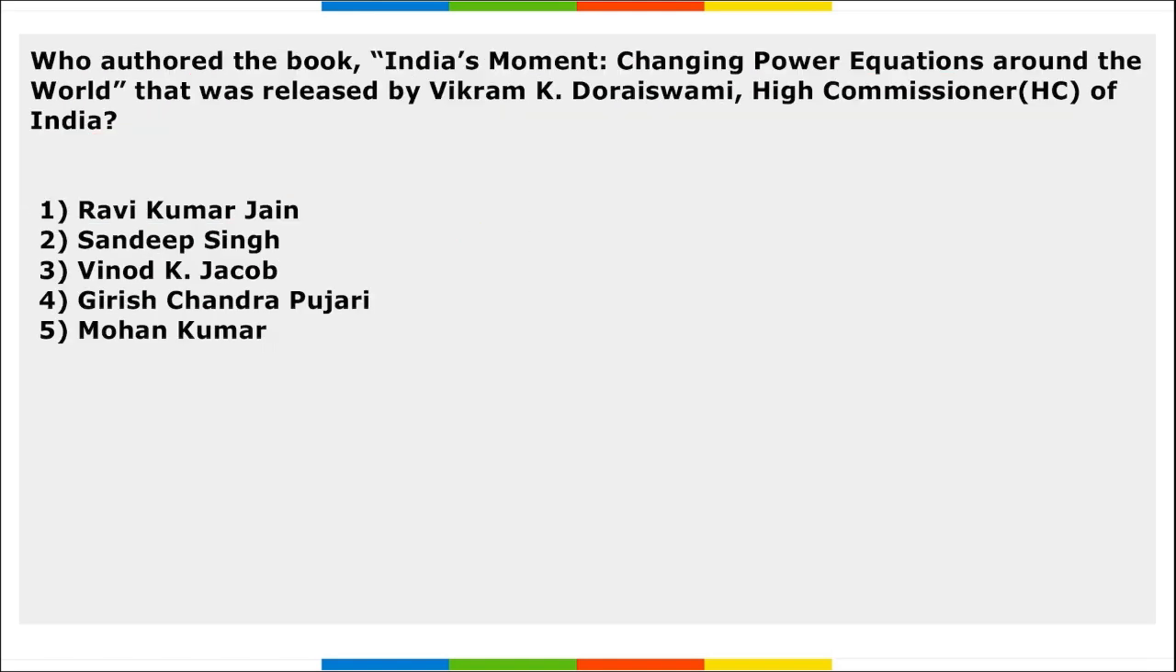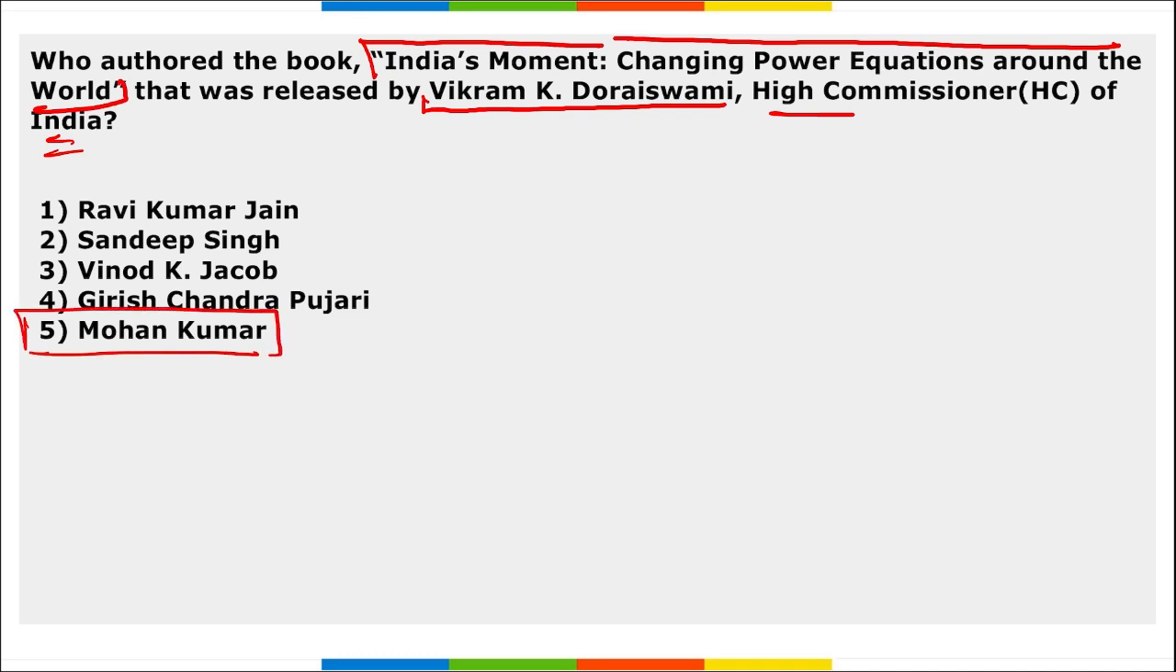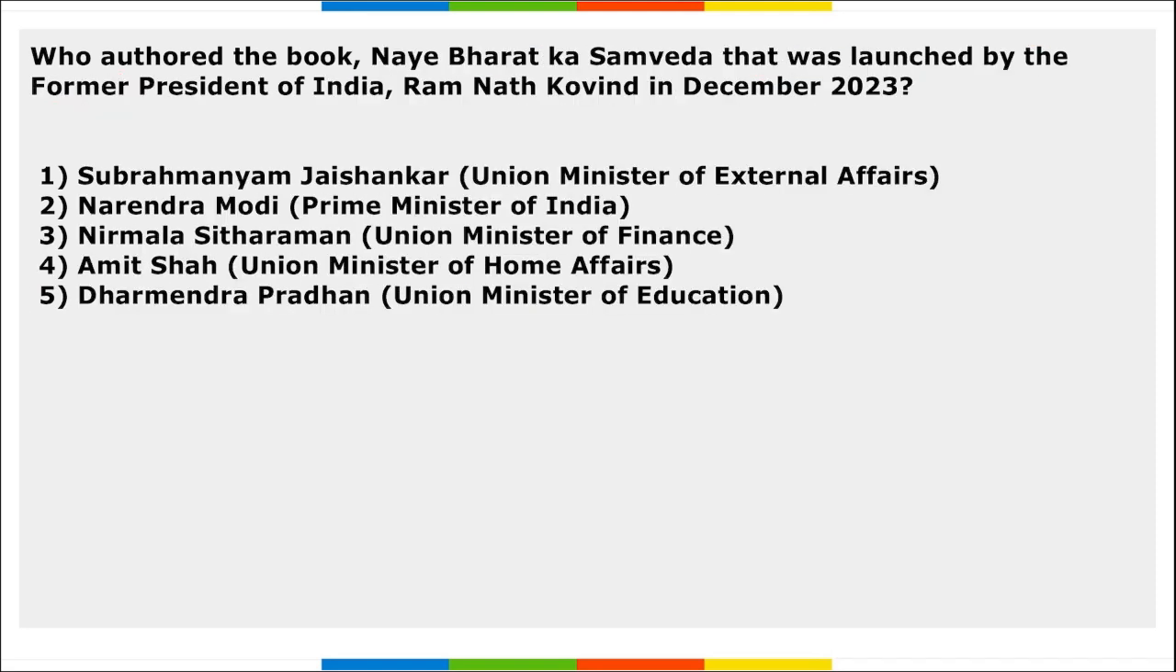Next is who has authored the book India's Movement, Changing Power Equations Around the World. This book was released by Vikram K. Doraiswamy, the High Commissioner of India. So this book was authored by whom? It was authored by Mohan Kumar, right? And this book will be published by Harper Collins India, and the book highlights the fundamental factors and traces how India is basically impacting the world order. Next, who authored the book नए भारत का संवाद.